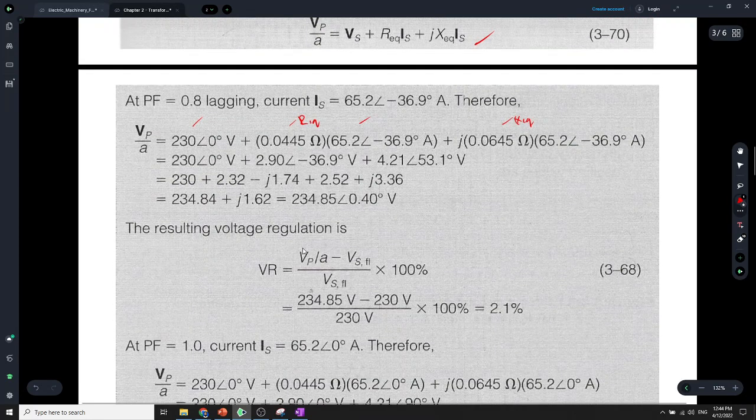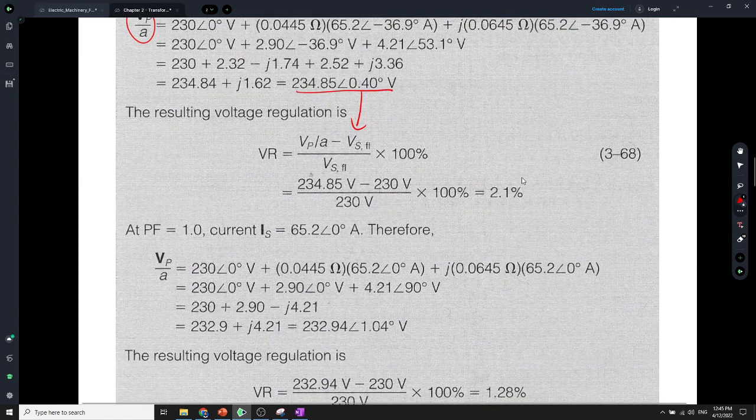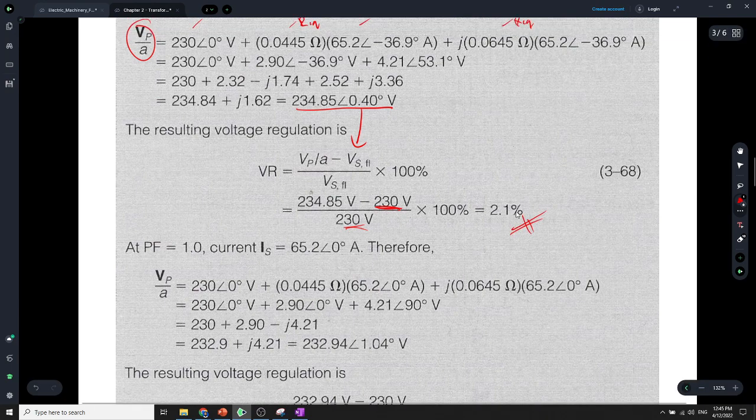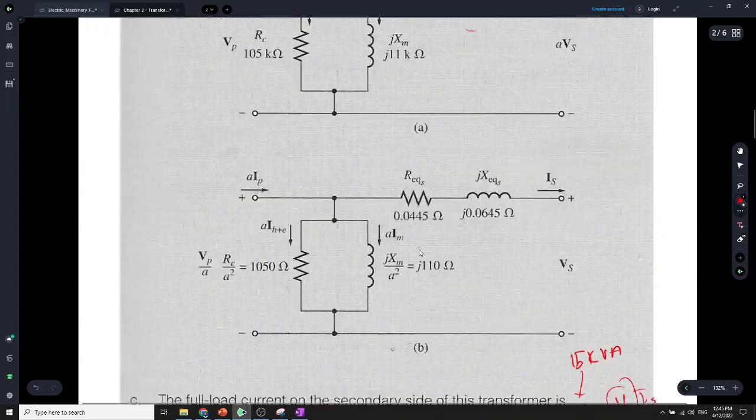So we just measure everything. We will get the Vp over a. And then we can calculate the voltage regulation. Just put everything, 230 from the given. So that we can get the voltage regulation at the power factor 0.8 lagging.